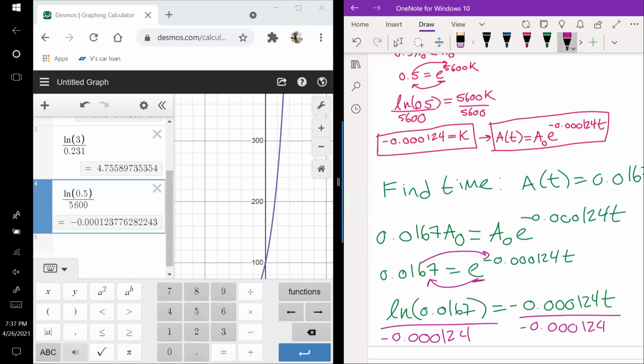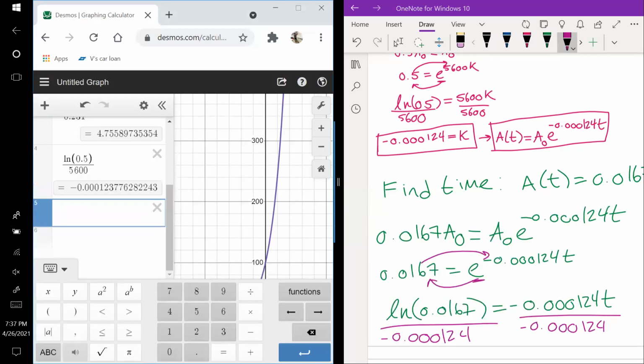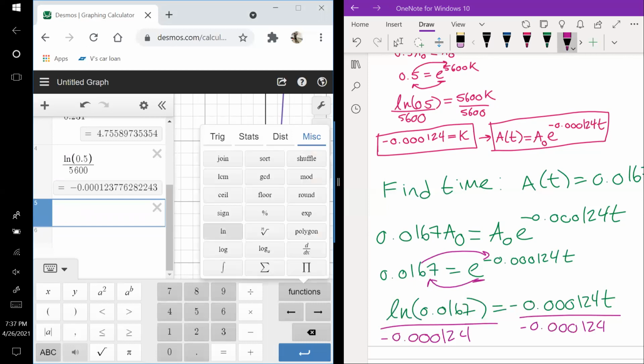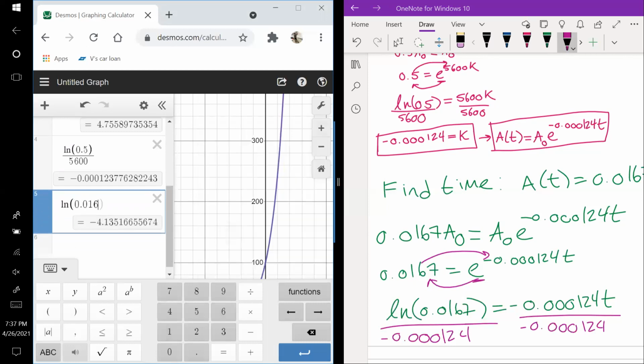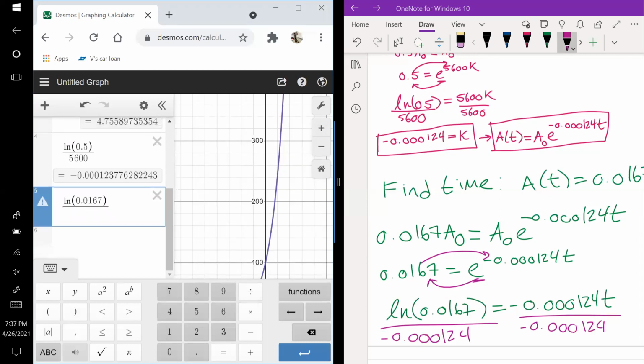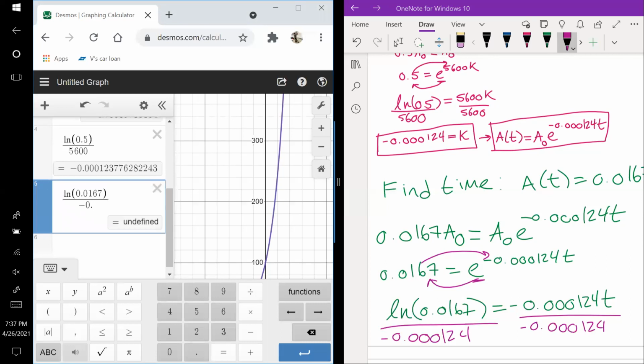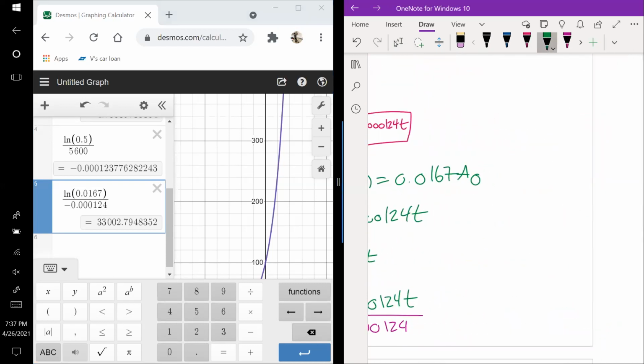And let's go ahead and type it in. Natural log of 0.0167 over negative 0.0012. Oh, did I miss a 0? 0.000124. Okay. This means that these tools are going to be 33,003 years old.